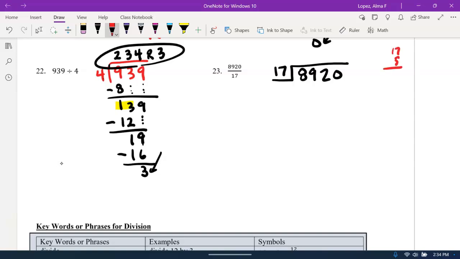So let's try it. 17 times 5 would be 5 times 7 is 35. Carry the 3. 85. I'm going to bet on that guy because I don't think another 17 will go into it. So we're going to do 5 times 17 is 85. Subtract. Bring the rest of the number down.